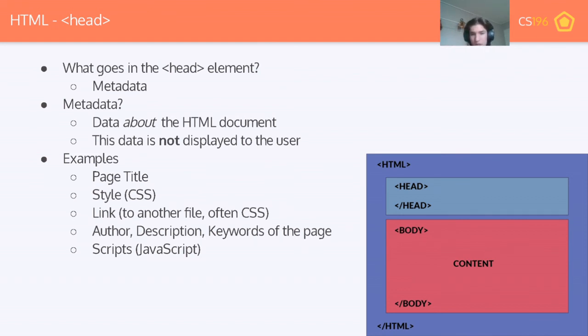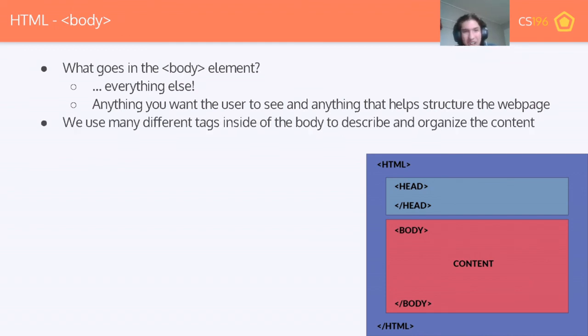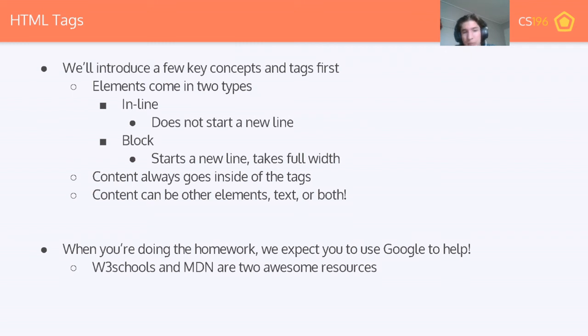So as well as author, description, keywords, stuff like that, and scripts for the web page, so JavaScript. What goes in the body element? Everything else, right? All of the document stuff that we want to read and show to the user. Elements are either inline or blocks. Use W3 Schools and MDN and Stack Overflow to help you do anything ever.